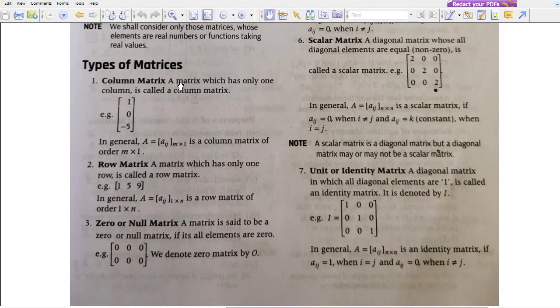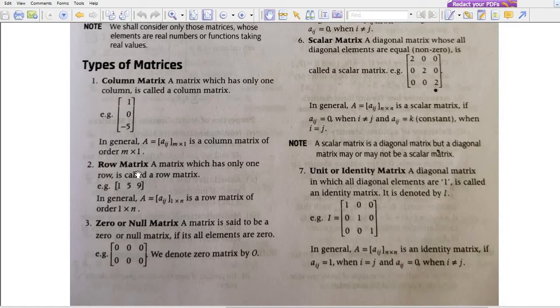Now we discuss different types of matrix. So first one is column matrix. So what is a column matrix? See here, a matrix which has only one column is called a column matrix. Now see this example, how many columns are there? 1 column is there. And what is the number of rows? It is 3. So this type of matrix is called a column matrix.